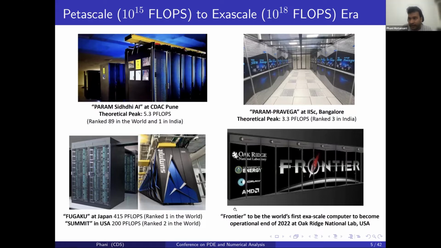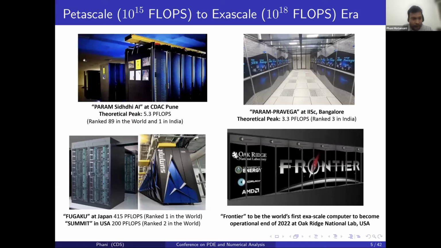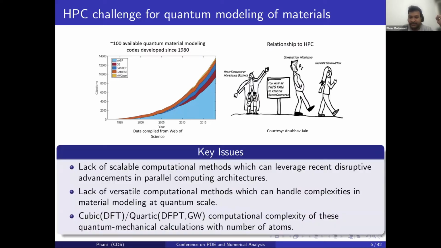And now we are also talking about the year 2022, when we are going to get the world's first exascale supercomputer, which is basically 10^18 flops. So we are going from the petascale to the exascale era, which essentially means the compute power is increasing. And are your algorithms taking advantage of this increase in compute power and the massively parallel computing architectures you have today in all domains? Maybe in other domains, yes, but in the regime of quantum modeling of materials, they are really not taking advantage of these latest developments in compute architectures.